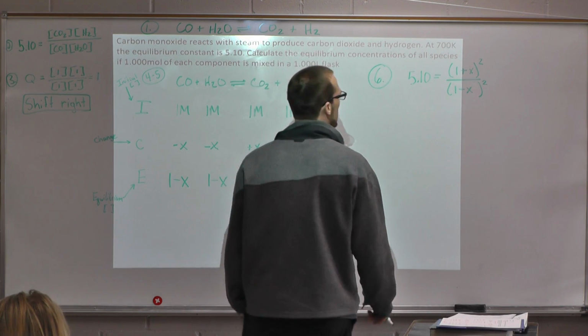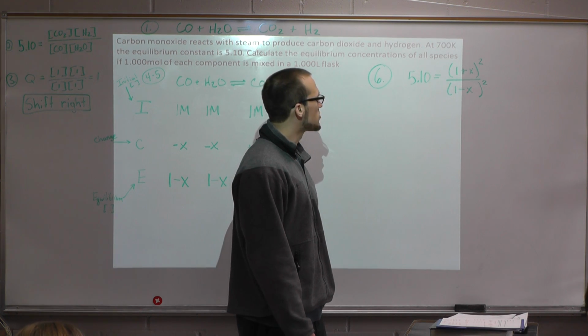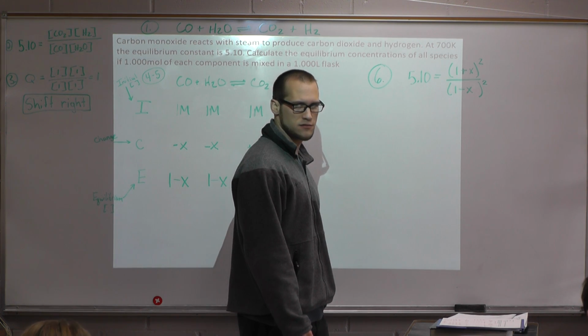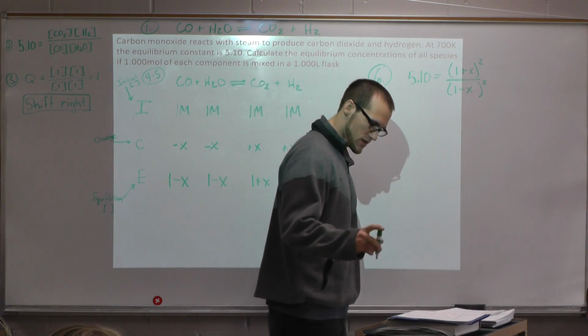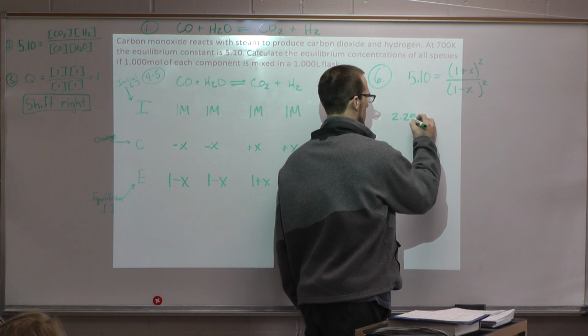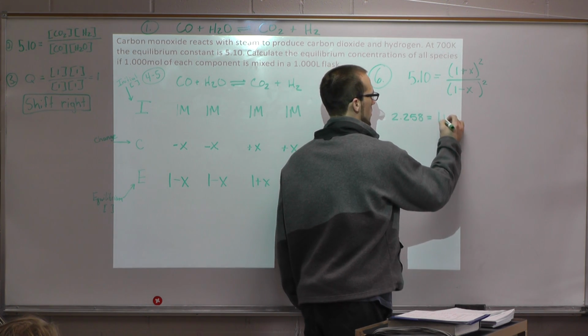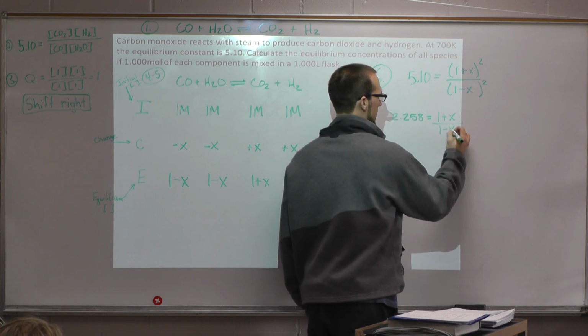What are we going to do here? Square root of both sides, to get rid of the square. What's the square root of 5.1? 2.258. Okay, 2.258 equals 1 plus x over 1 minus x, correct? Yeah.